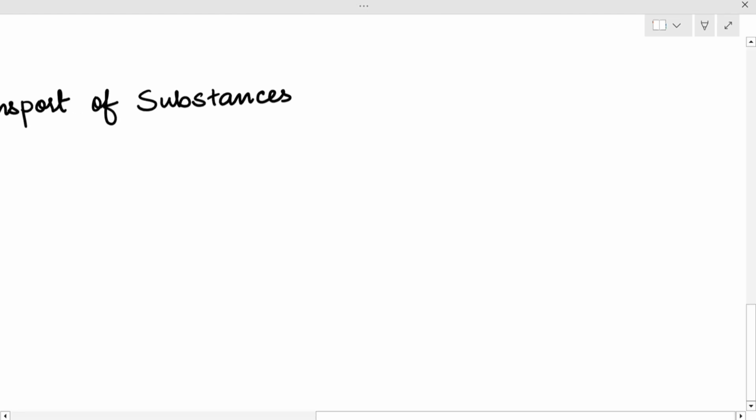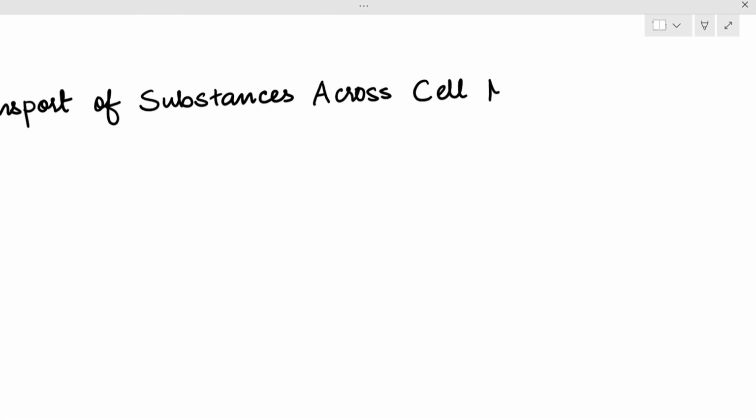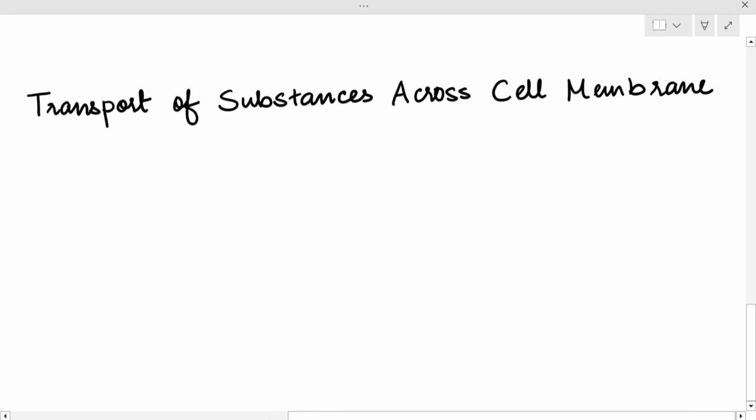So today we will be discussing a brand new chapter, that is transport of substances across the cell membrane. How do substances get transported from the extracellular compartment to the intracellular compartment? So in this lecture today we will be learning about this.